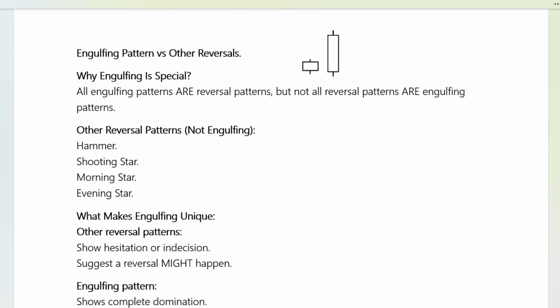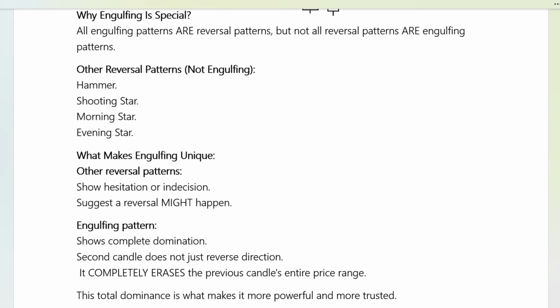Engulfing pattern versus other reversals. Why is engulfing special? All engulfing patterns are reversal patterns, but not all reversal patterns are engulfing patterns. Other reversal patterns, not engulfing: hammer, shooting star, morning star, evening star. What makes engulfing unique? Other reversal patterns show hesitation or indecision. They suggest a reversal might happen.